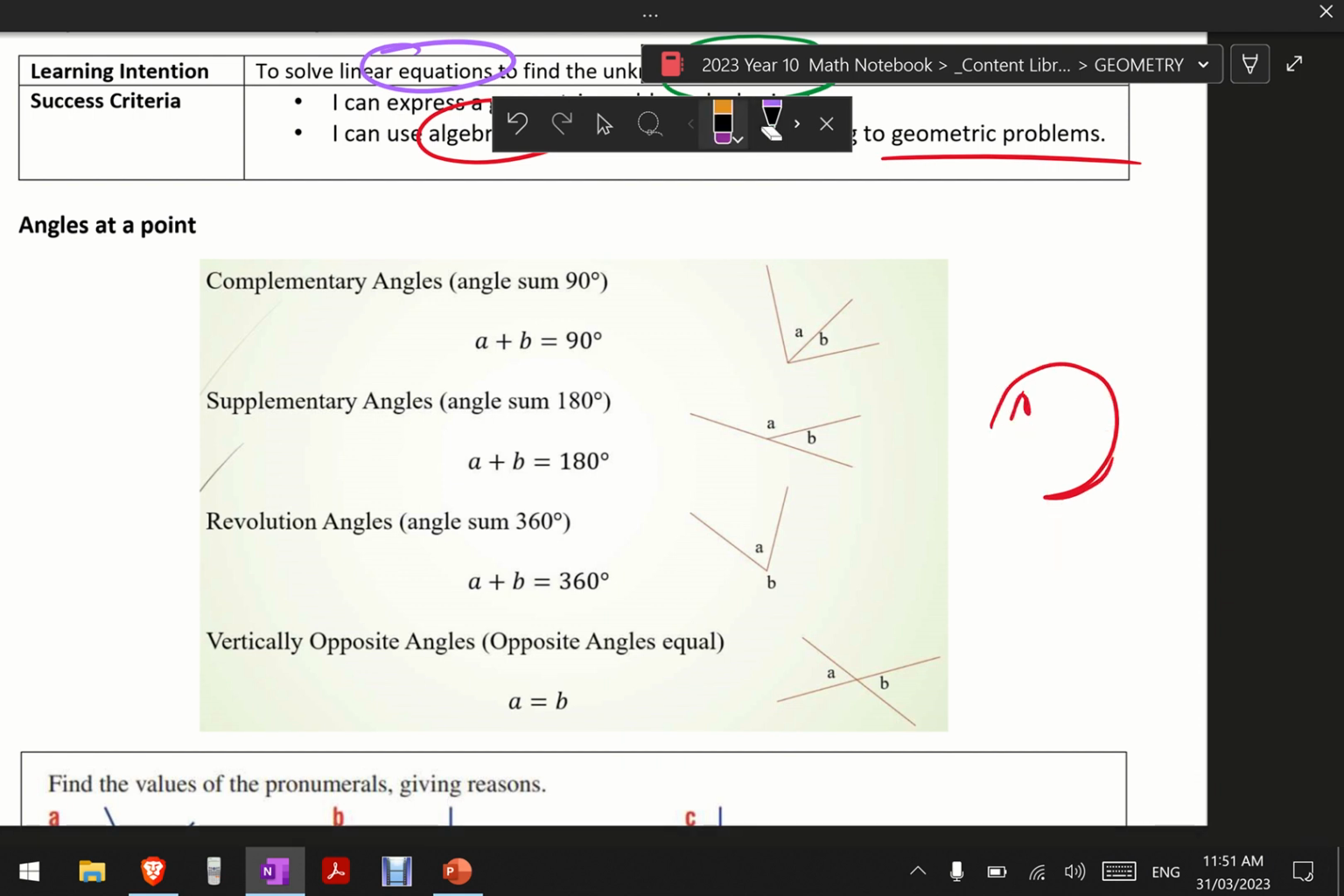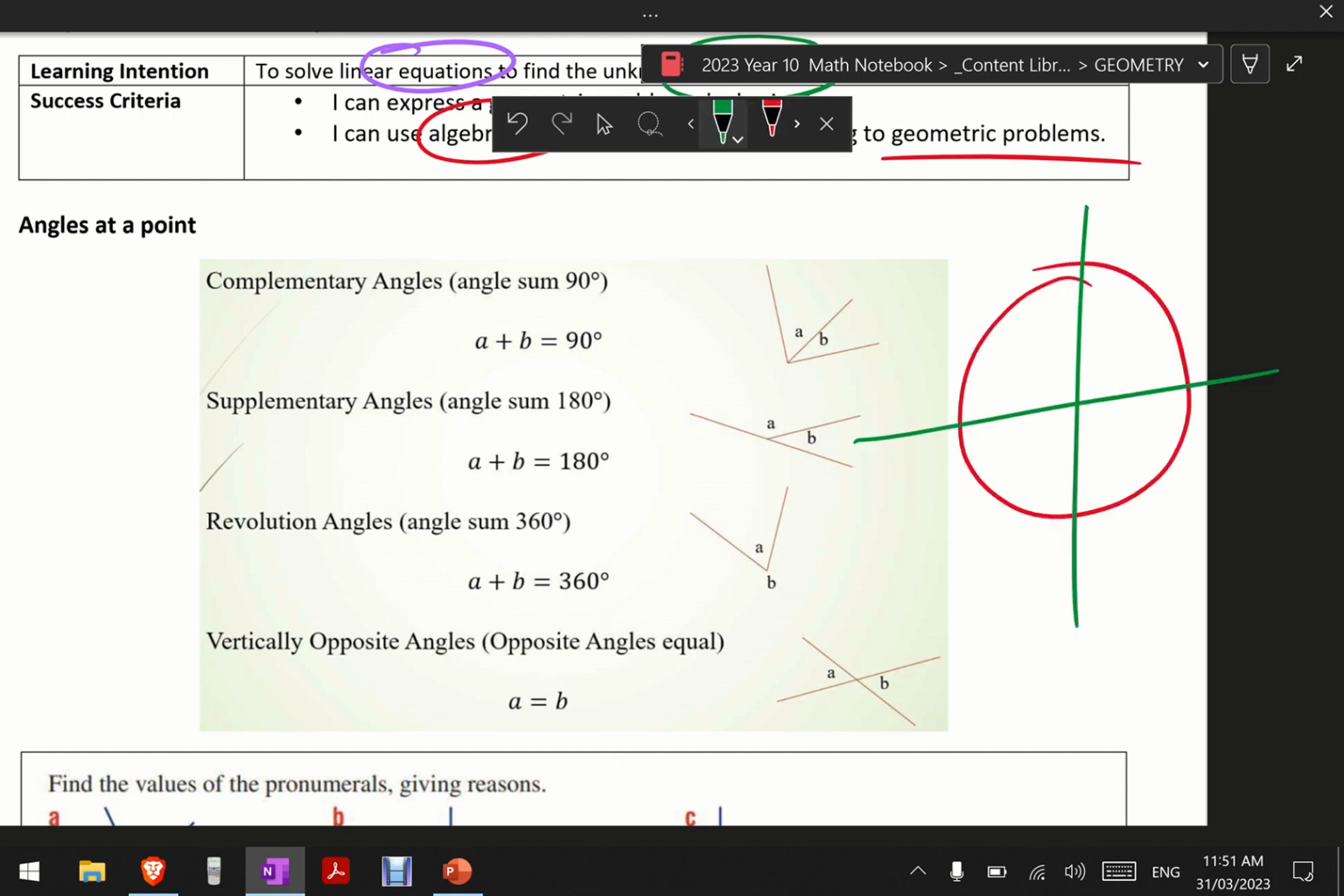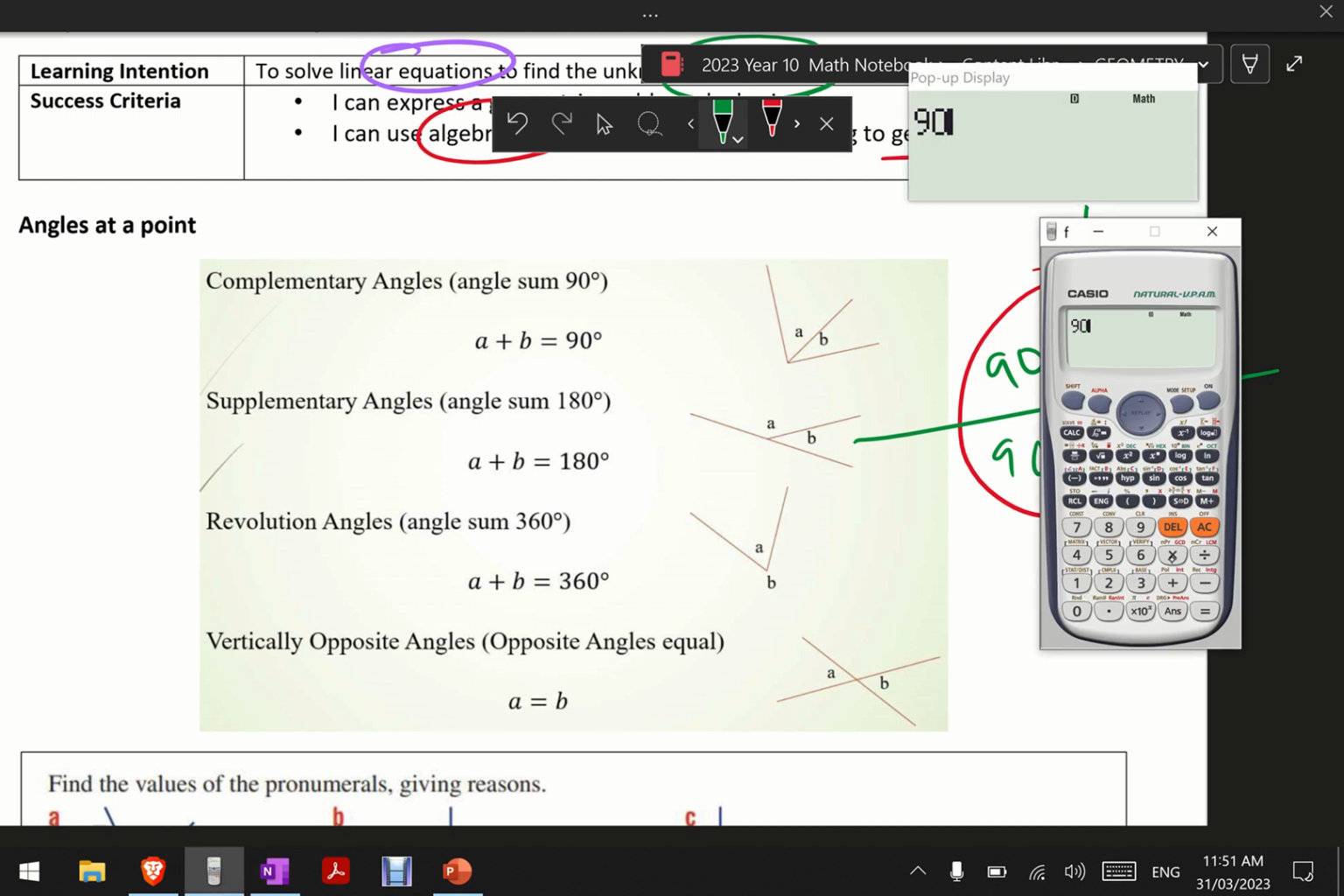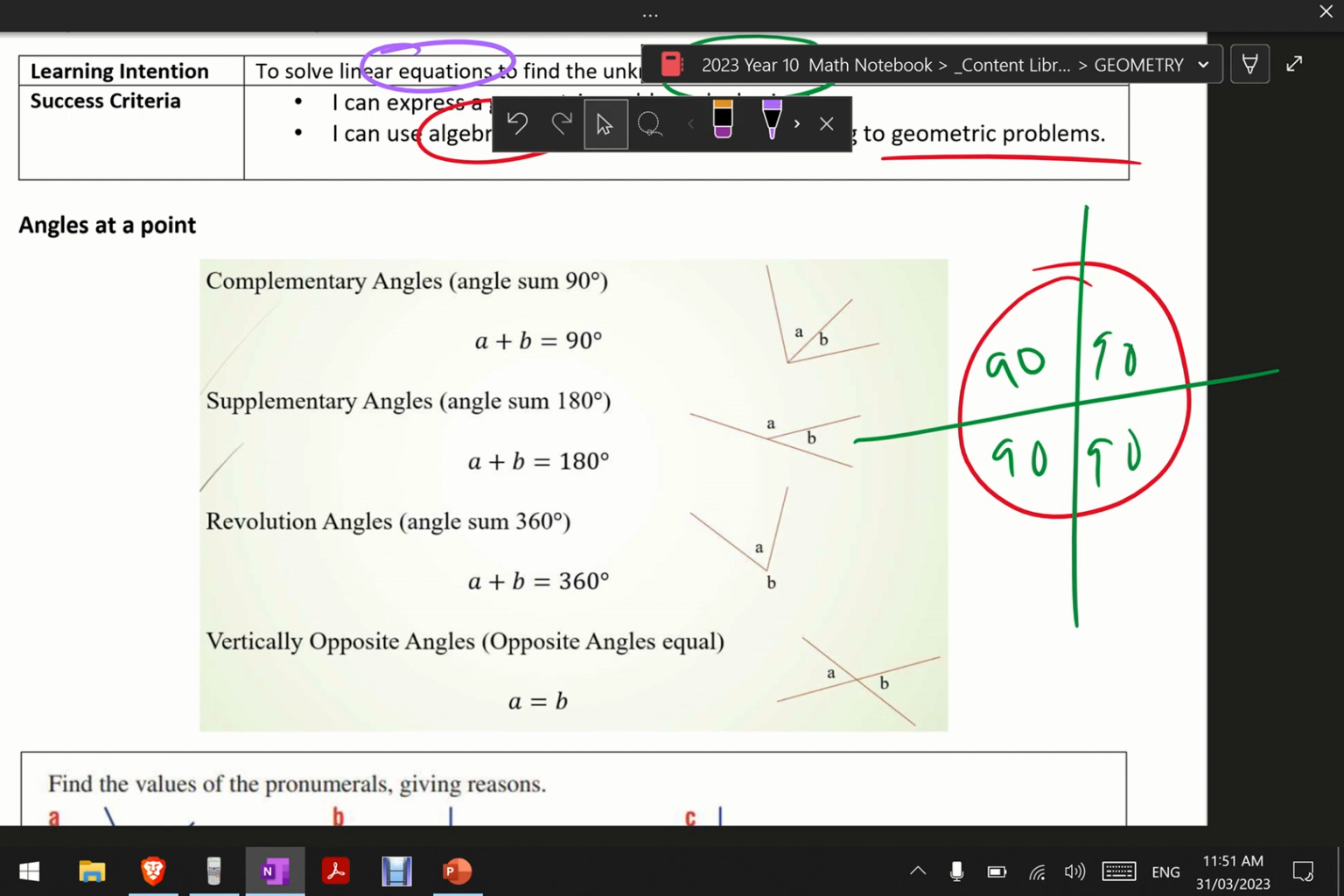The other main one that we're going to look at is 360 degrees. When you look at a 360-degree angle, it's a circle. The reason is that's 90, that's 90, that's 90, that's 90. And if you calculate it, 90 times 4 is equal to 360. So you've got 4 parts, 360. That's what it equals.